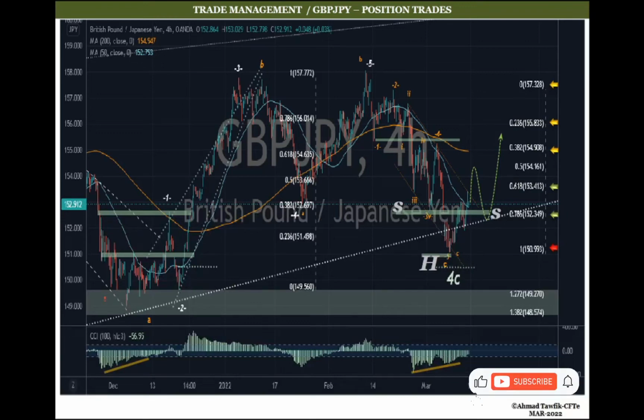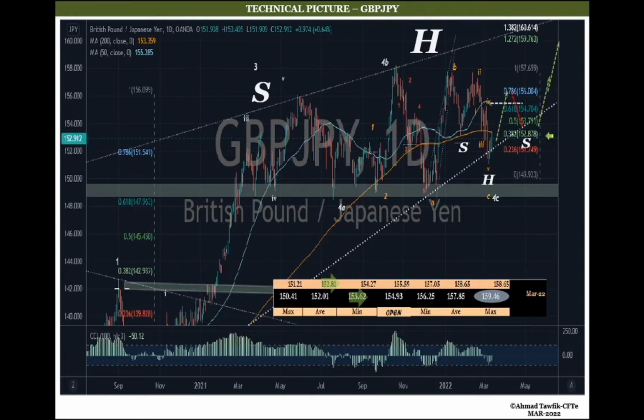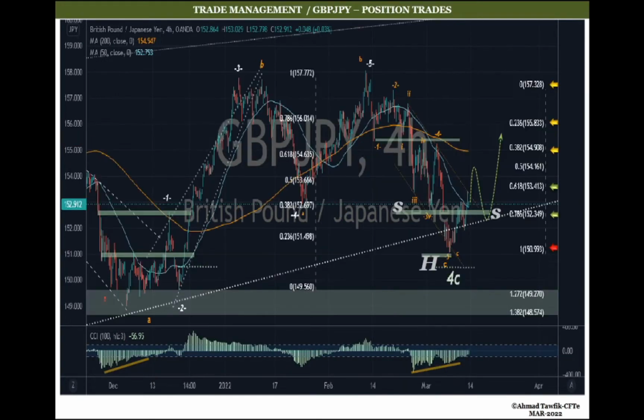0.76. Let's take a look now at the actual internals. Trade wise, the most important thing about the 4-hour chart is the divergence. We're having strong divergence in 4C here. This is wave 4C. We just said that that is a 4C on this daily chart. So we have divergence to confirm this.